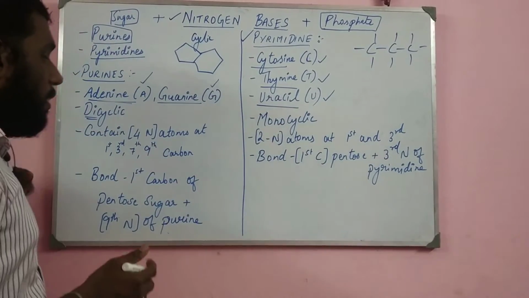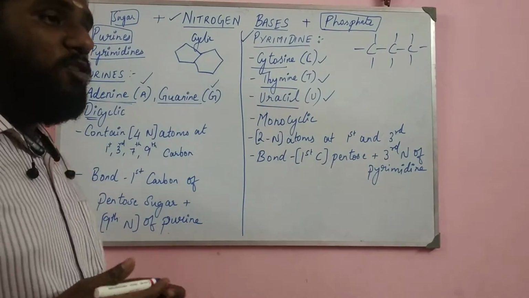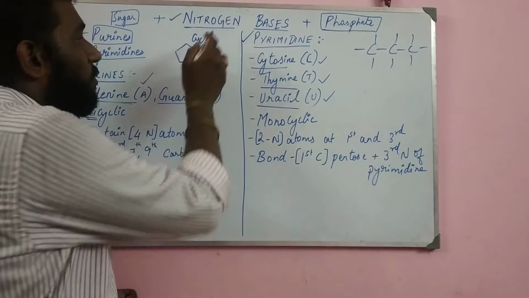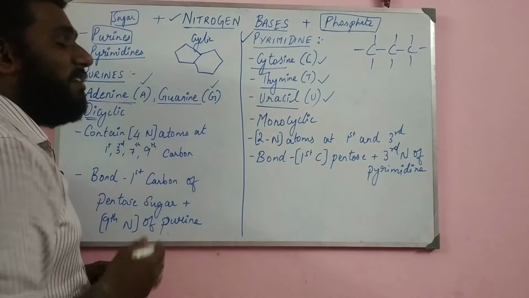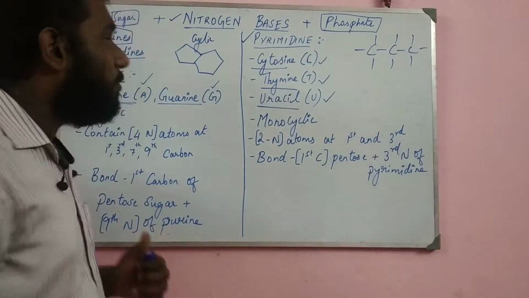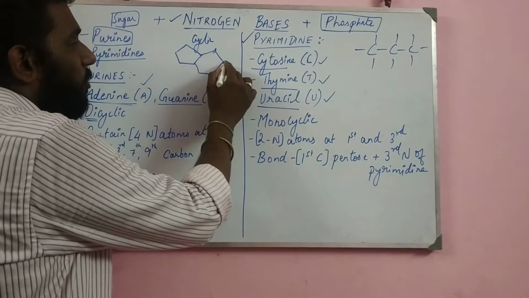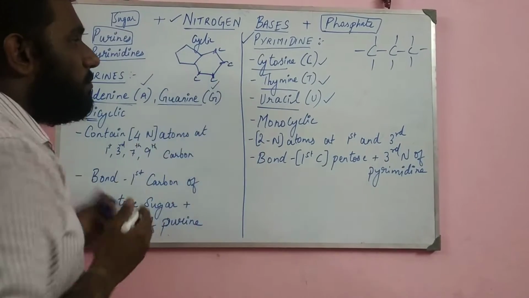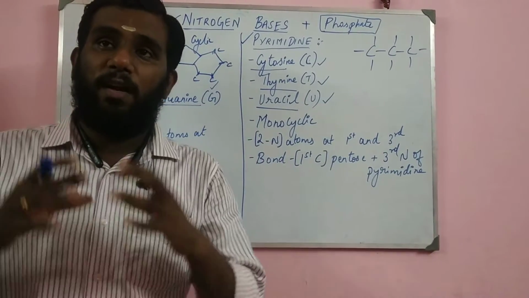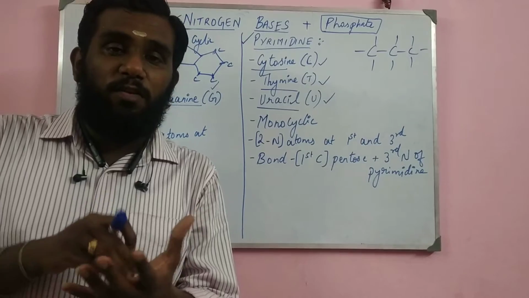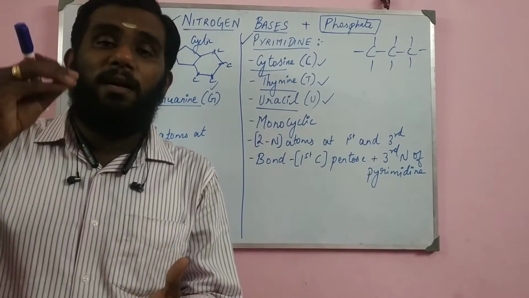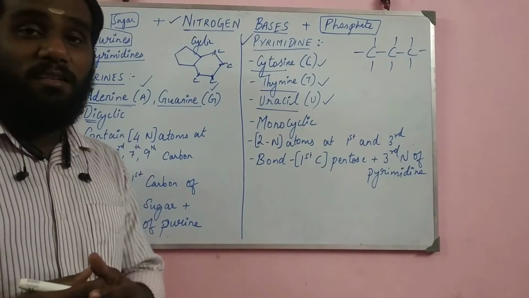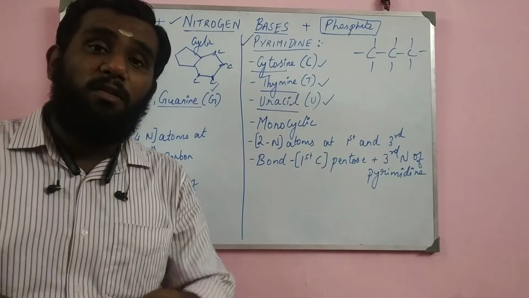The speciality of the purines and pyrimidines is that they are nitrogenous bases, as the name suggests. Whenever I draw a structure like this, it is by default understood that all these points of joints contain carbon. When I draw a ring structure, what is present at the places of the joint? It is nothing but carbon. Apart from the carbon, as the name suggests, they also have some nitrogen within them.